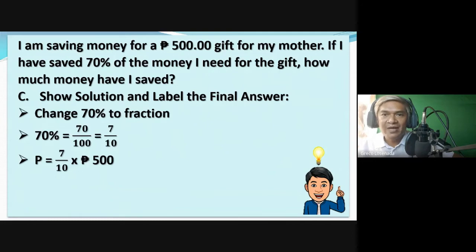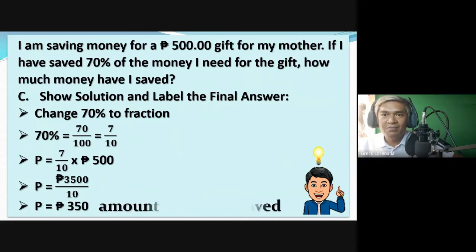If we multiply 500 by 7, we are going to get 3,500 pesos over 10. Simply, to get the answer, we divide 3,500 pesos by 10, giving us the final answer of 350 pesos. So, the answer now to our word problem is 350 pesos is the amount that I have saved.